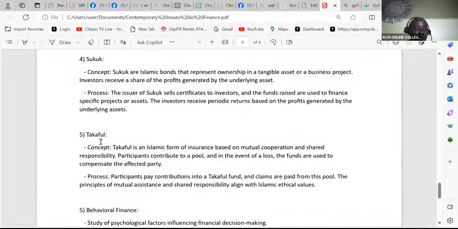Takaful. Takaful is about insurance. Islamic form of insurance based on mutual cooperation and shared responsibility. Participants contribute to a pool, and in the event of a loss, the funds are used to compensate the affected party. Process: participants pay contributions into a Takaful fund, and the claims are paid from this pool. The principles of mutual assistance and shared responsibility align with Islamic ethical values. You can't get anybody in this Takaful fund who is trying to create a fake accident for them to be able to get compensation.